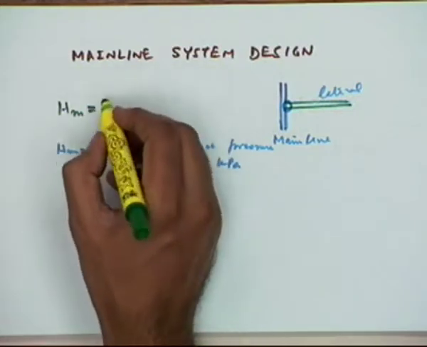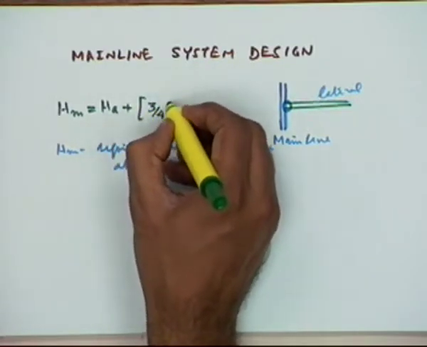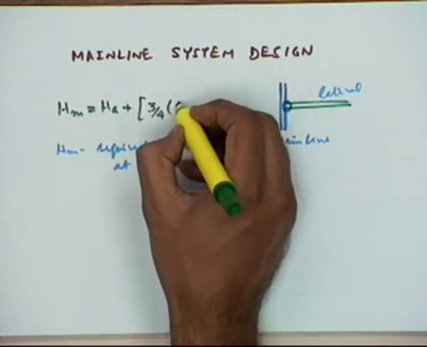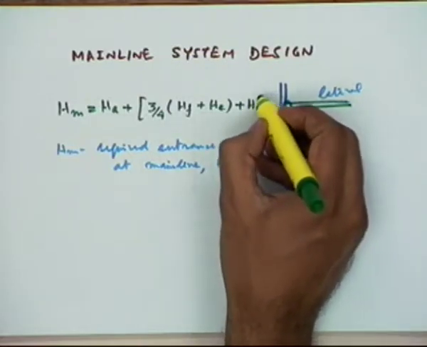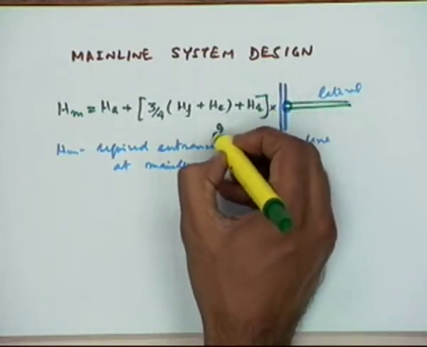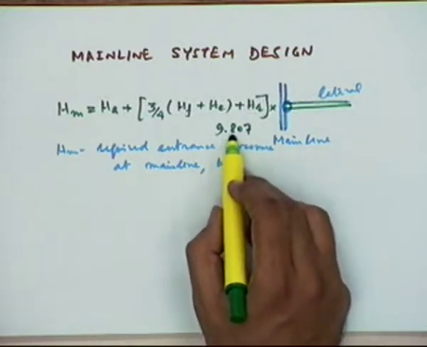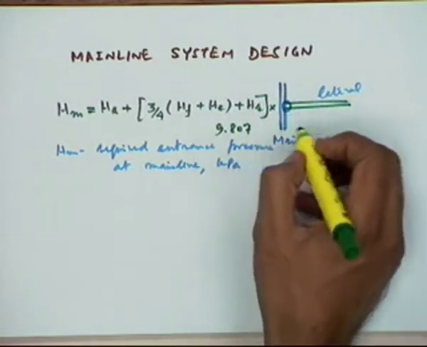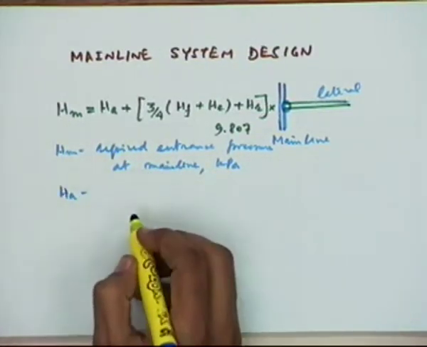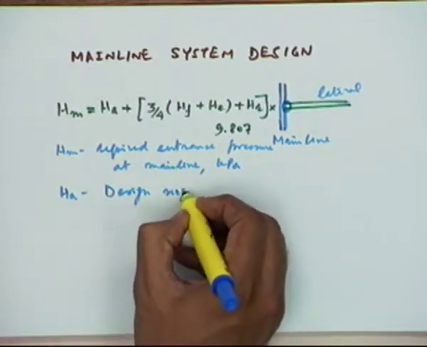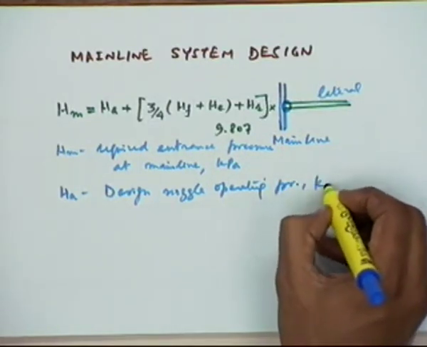This HM can be expressed as HA plus 3/4 of HF plus HE plus HR, into a factor converted into kilopascals, and the various other items which we have expressed HM in. HA is the design nozzle operating pressure, again in kilopascal.